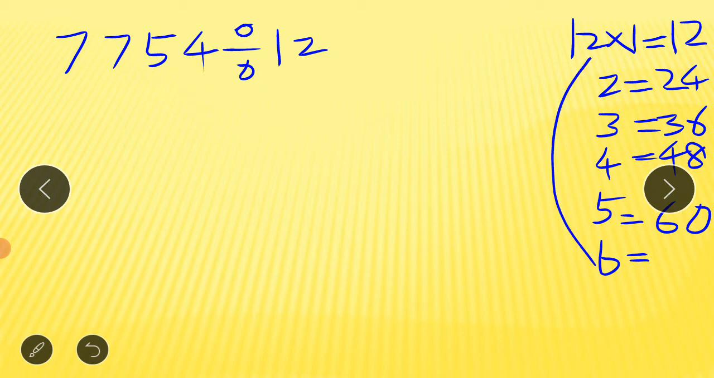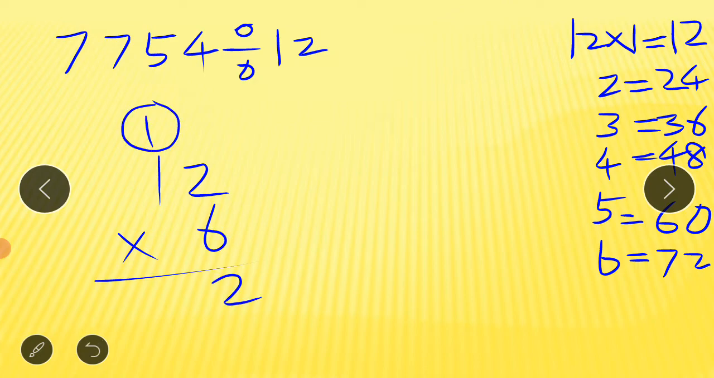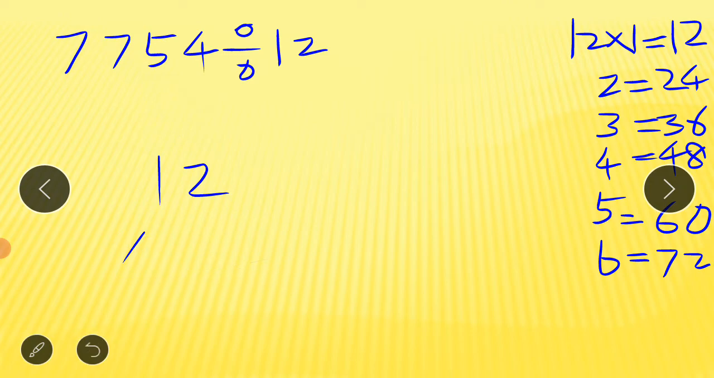Then 6 times we are doing. 6 twos are 12. So we write 2 and carry over 1. Then 6 ones are 6. Add the carry over. 6 plus 1, 7. Like this we multiply. Okay, how do we multiply? 6 twos are 12. Carry over; you can keep it in your finger also. Then 6 ones are 6. 6 plus 1, 7. 72. Like that only we are doing.